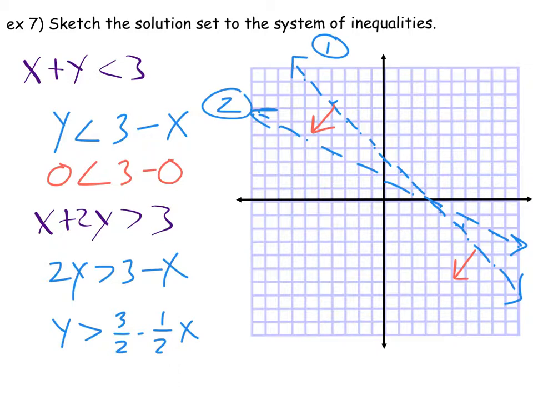Now we've got to figure out what side to shade. We'll test 0, 0. There's nothing special about the point 0, 0, but if I can, I like to. If I put in 0 for x right here, that term will disappear, and it'll just say that 0 is greater than 3 over 2, or 1.5. Well, that's not true. 0 is not greater than 1.5, it's less than, so my solutions are on the other side.